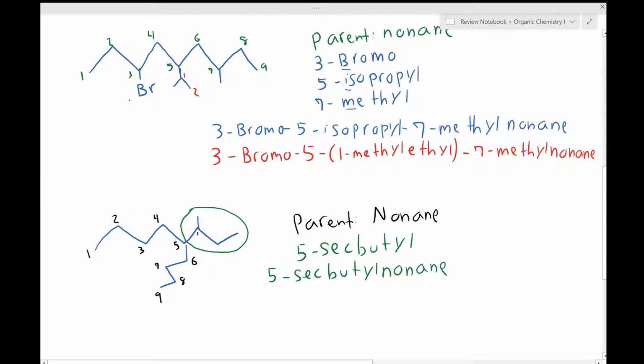If you didn't recognize that that was a sec-butyl group, just count the carbons, 1, 2, 3. And instead we can name it, we go 5, have a 1-methyl, then we have 3, so it is a propyl, nonane.